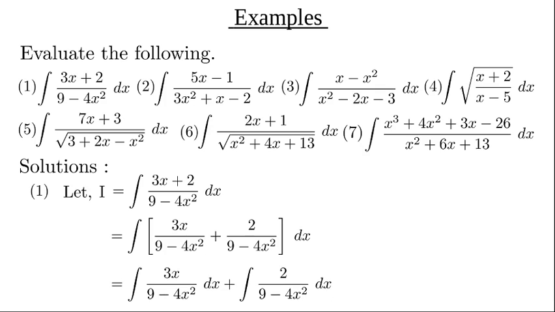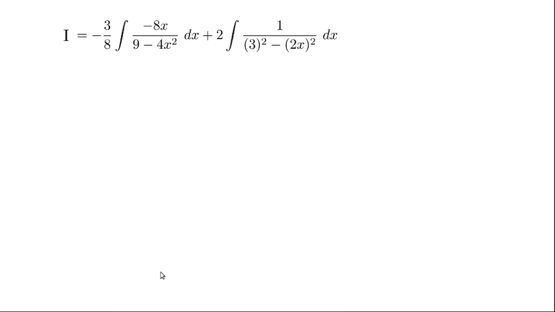Next, we adjust the derivative of the denominator in the first part, and in the second part we put it in the form of a square minus x square. Here we have multiplied by minus 8, so it becomes minus 3 by 8 integration of (minus 8x) upon (9 minus 4x square). The derivative of the denominator is minus 8x. And here we have written the same expression in the form of a square minus x square.